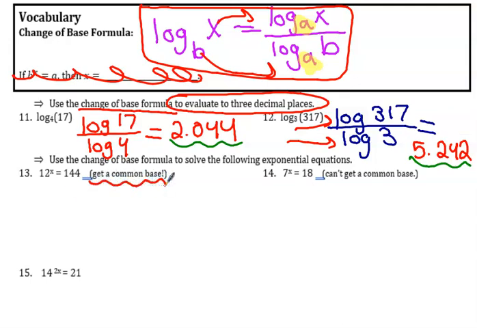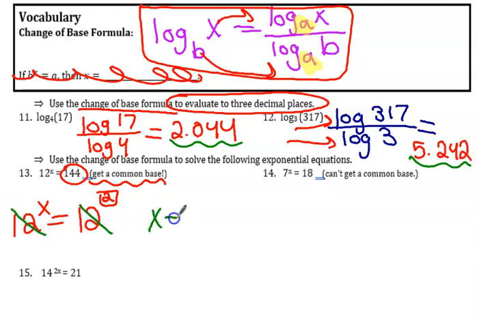Get a common base. So what is 144? Well, that's 12 to the what? We need to change that to 12 to the second. And then what happens? Well, the bases are the same. Ta-da! So they can cancel each other out, and you get x equals 2. Okay? So what we're doing is we are trying to make the bases the same, therefore then the exponents equal each other.